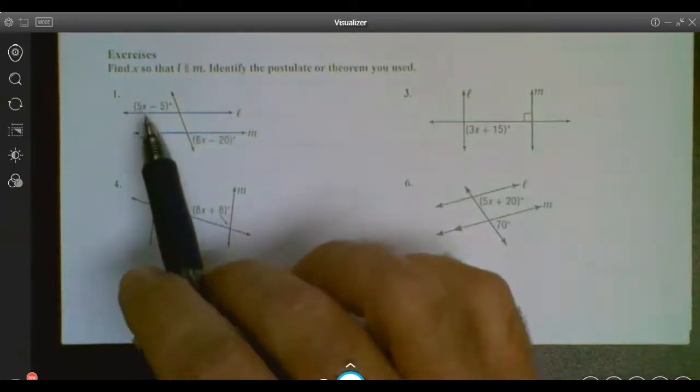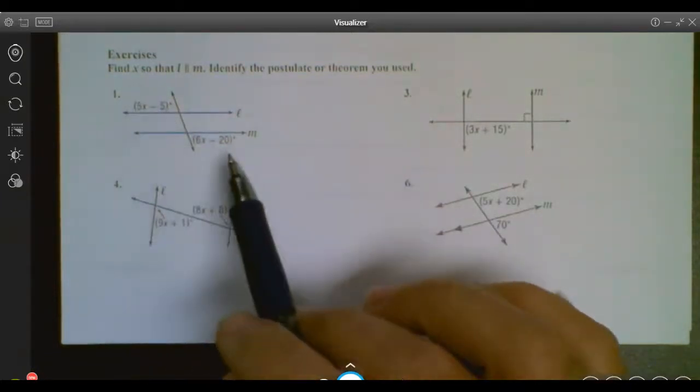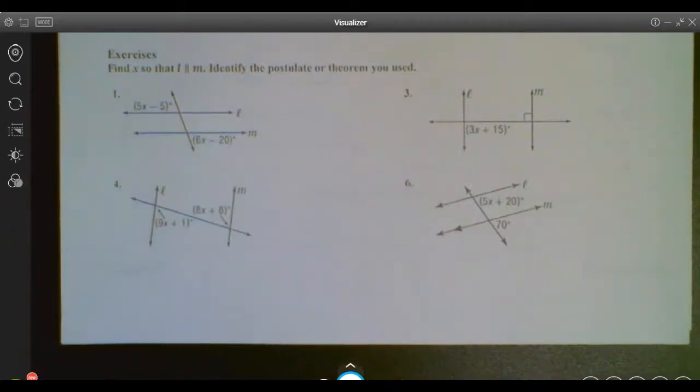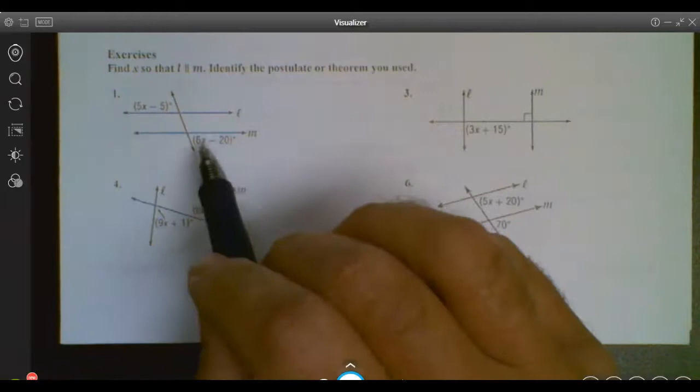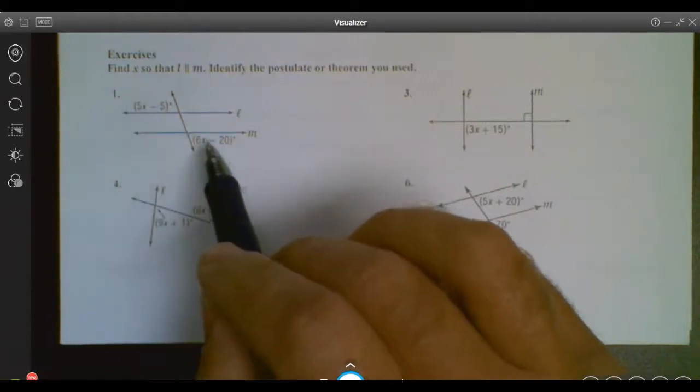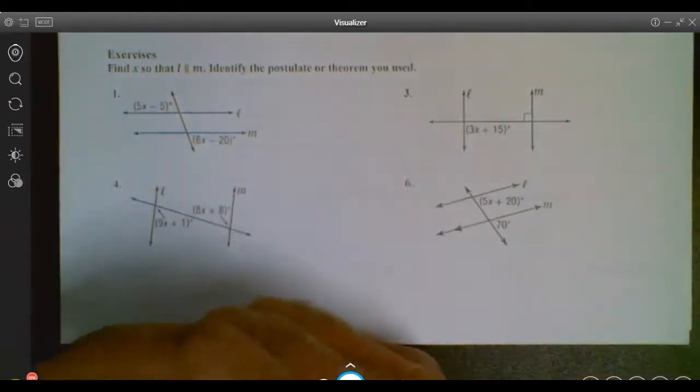All right, so as I look at these guys, the first thing that we would notice right off the bat is what that relationship is called. Those guys are alternate exterior angles. And so we know by the alternate exterior angle theorem that when we're dealing with parallel lines, these guys are equal, or they're congruent.